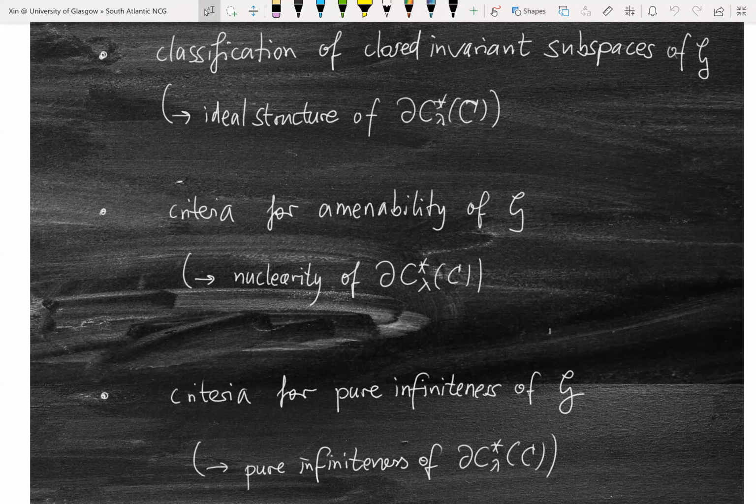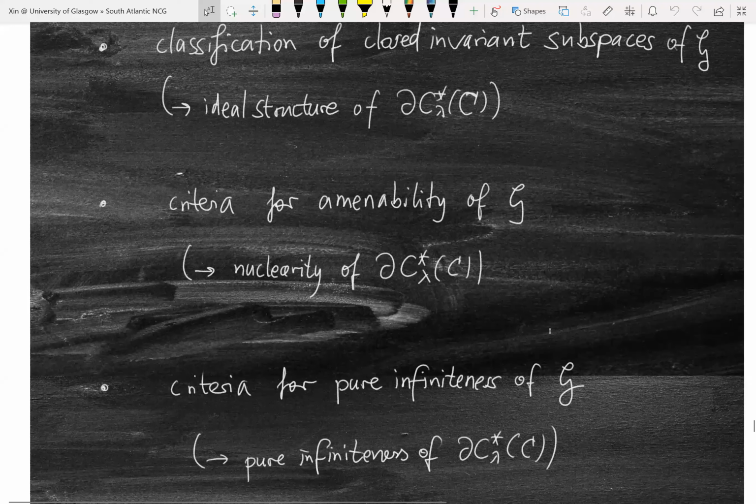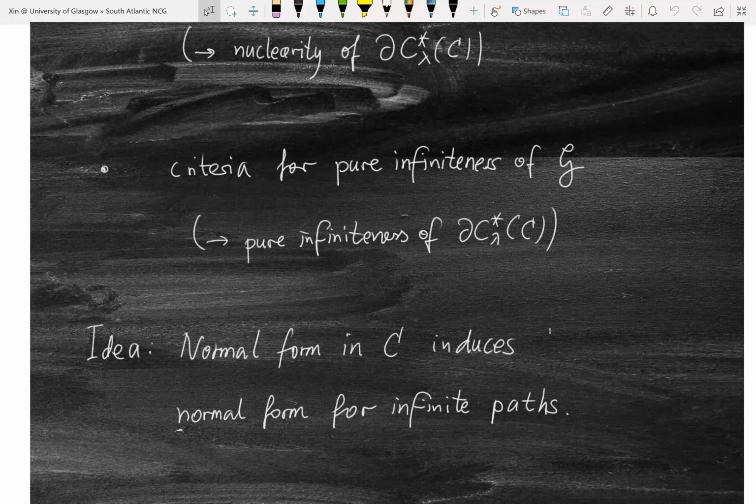And for all of these, what's the main idea? The main idea is, because you have a Garside structure, you have normal forms in C. And then you have to work a bit, but this will induce for you a way to talk about normal forms even for infinite paths.